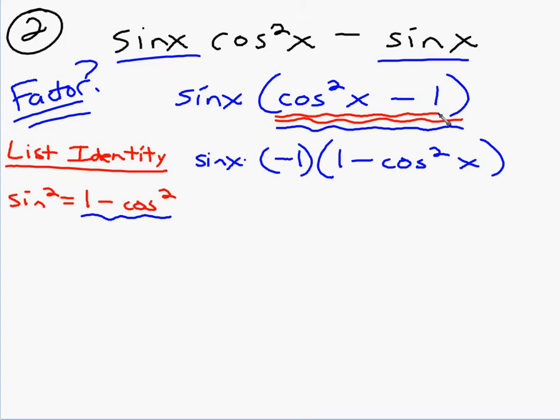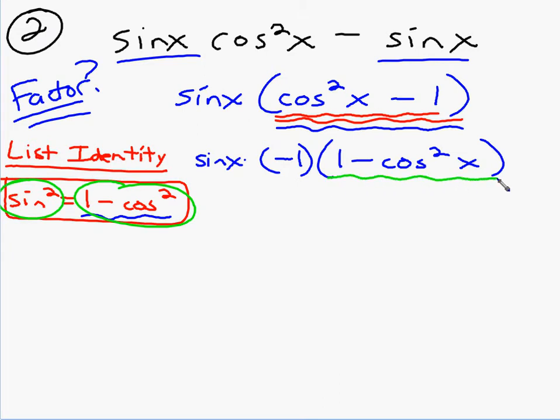Now look what I can do. I can come over to my truth statement, and I know anytime there is a 1 minus cosine squared, it can be replaced with a sine squared. So let's replace this 1 minus cosine squared with a sine squared x. So now I have sine squared x, I have this negative 1, and I have this sine of x. And we're basically done with this problem.